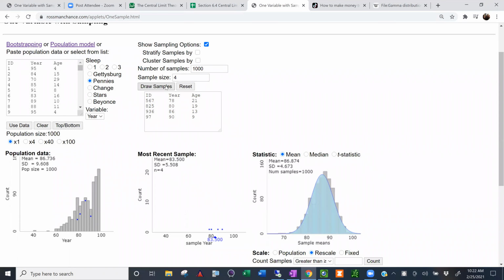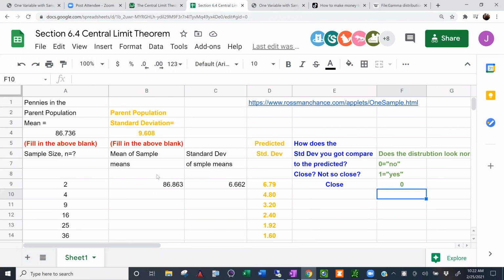Now again, I'm getting a mean that's close to my population mean, but not exactly the population mean. Let's put that data in our Google Sheets. 86.874. And this time the standard deviation was 4.673.